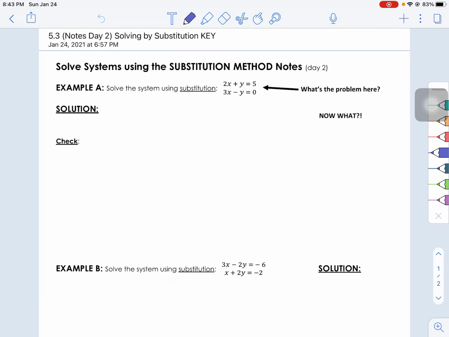All right, everybody, so here's the solving by substitution notes day 2. All right, so example A. It says solve the system using substitution.